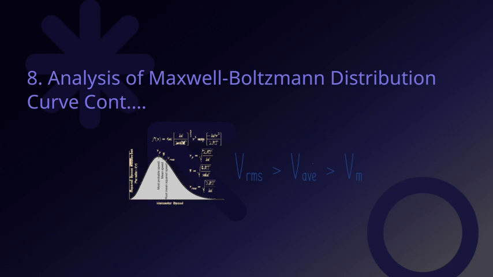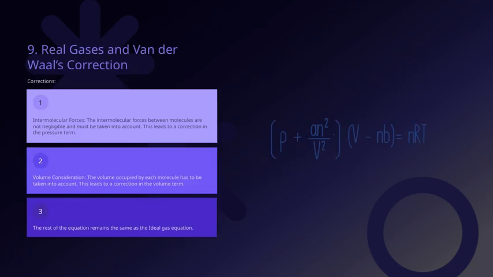Understanding this distribution helps us interpret various physical phenomena, such as reaction rates and diffusion, because it shows us how many particles possess enough energy to overcome activation barriers or to move freely. So, by thoroughly analyzing the shape and position of this curve, we're better equipped to predict and explain the behavior of particles in different thermal conditions, tying back to our overall theme of how energy distribution influences chemical and physical processes. Now, let's look at the corrections we need to consider for real gases, building on the ideal gas law.